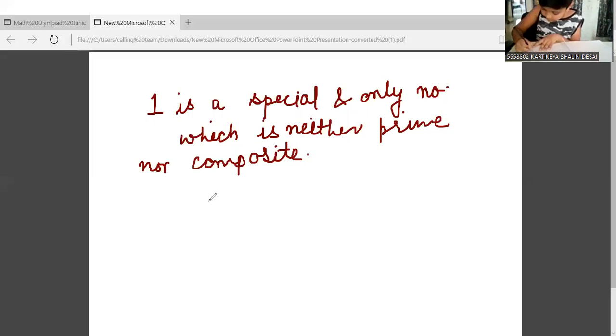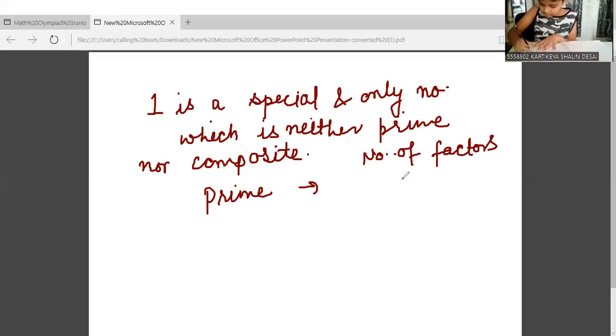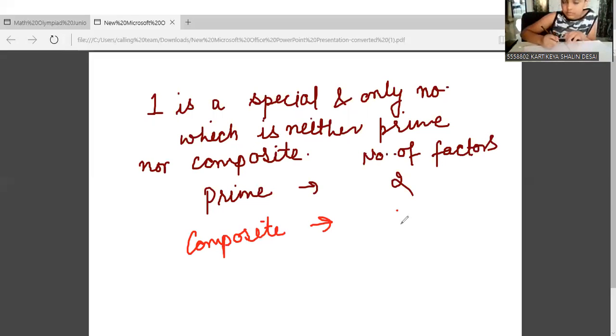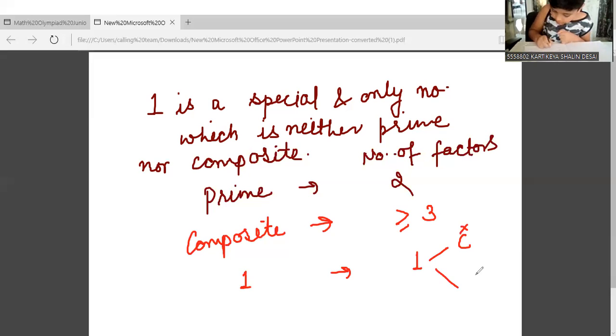Why so? Because I told you that while writing prime numbers, the number of factors should be exactly 2. And in composite, the number of factors should be greater than or equal to 3. Do you understand these symbols? Definitely you have done these kind of symbols in your kindergarten. Greater than or equal to 3, these many factors should be of composite numbers. Am I correct? So what about 1? 1 is having how many factors? Only 1. That's why this is neither a composite number nor a prime number.